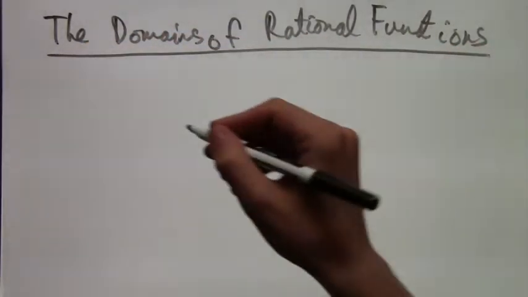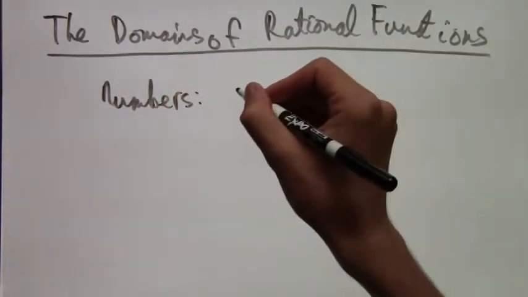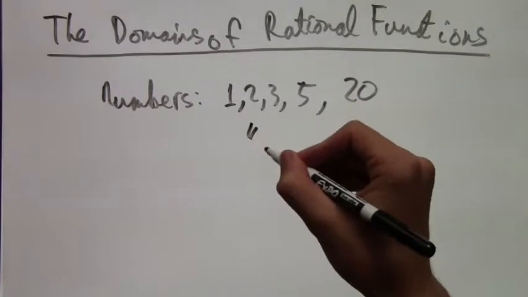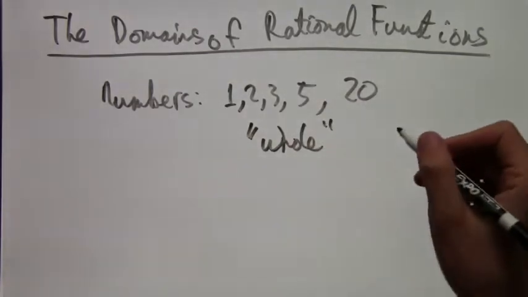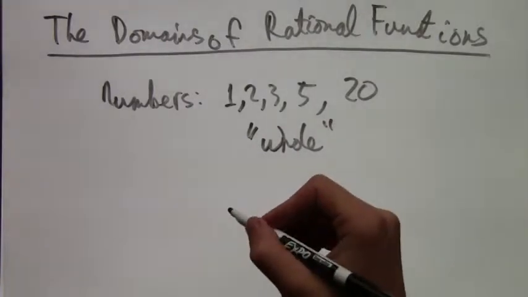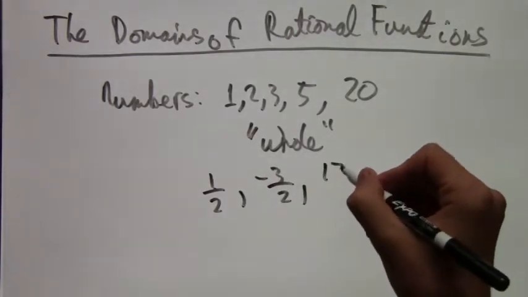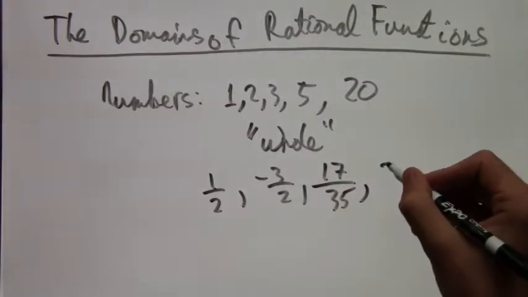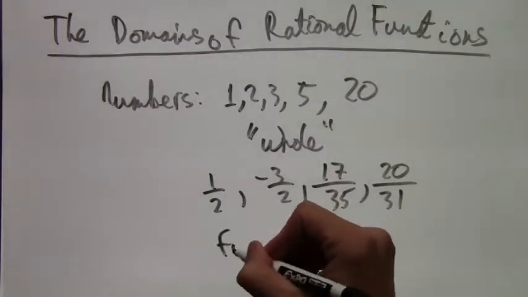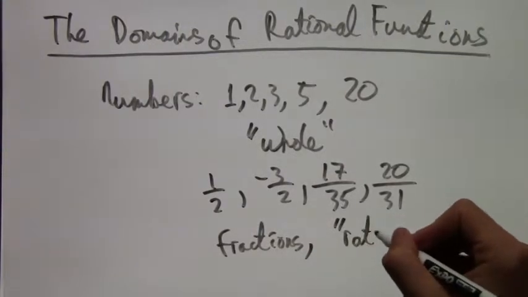So to explain best, I'm going to start with just regular numbers instead of functions. So we have numbers like 1, 2, 3, 5, 20. These are the whole numbers. They're also called integers or natural, but the idea is that they're just whole. And then there are also numbers like 1/2, -3/2, 17/35, 20/31. And these are definitely not whole. These are fractions. There's also another name for these same numbers, and that is rational numbers.